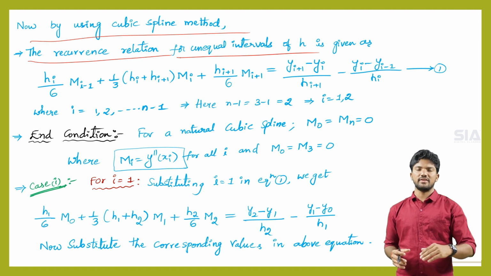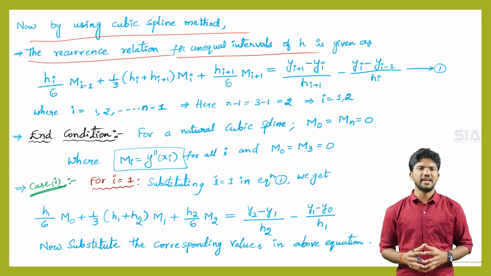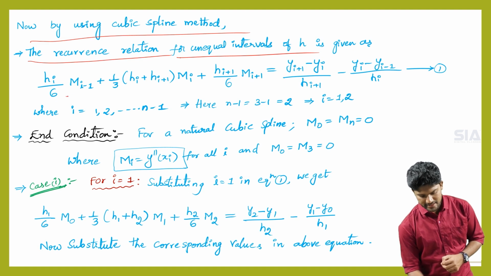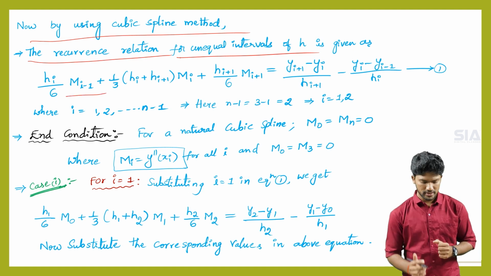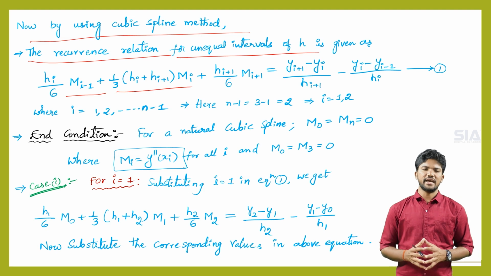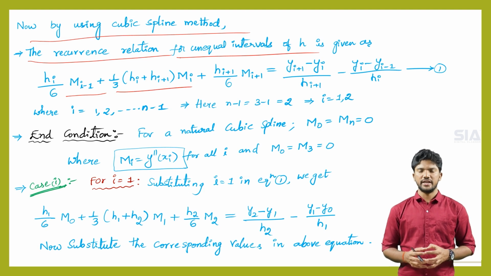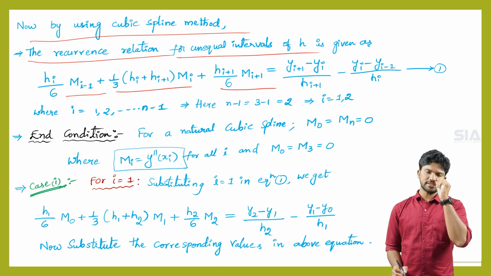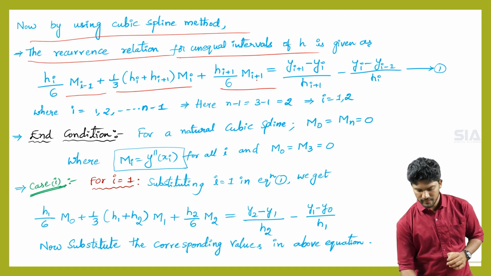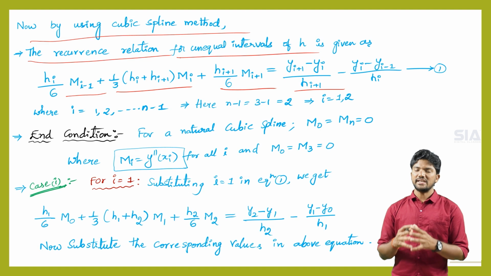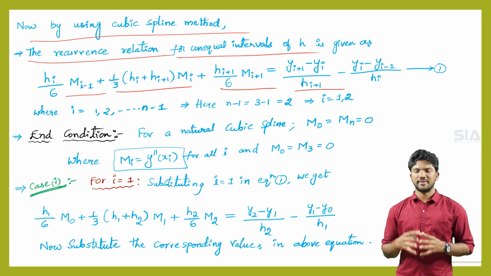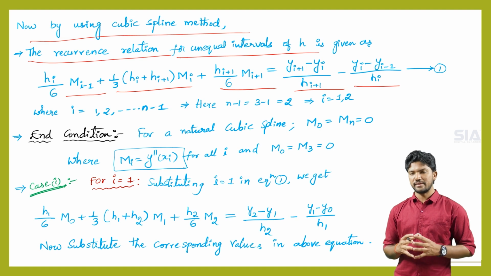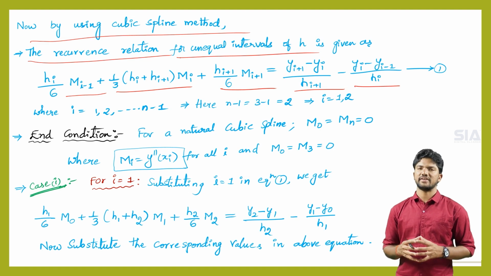For unequal intervals in cubic spline, the recurrence relation is given as h suffix i by 6 capital M suffix i minus 1, plus 1 by 3 into h suffix i plus h suffix i plus 1, into capital M suffix i, plus h suffix i plus 1 by 6 capital M suffix i plus 1, is equal to y suffix i plus 1 minus y suffix i by h suffix i plus 1, minus y suffix i minus y suffix i minus 1 by h suffix i. That is taken as equation number 1.